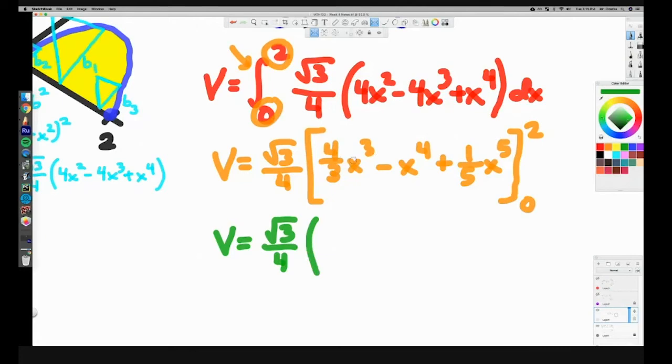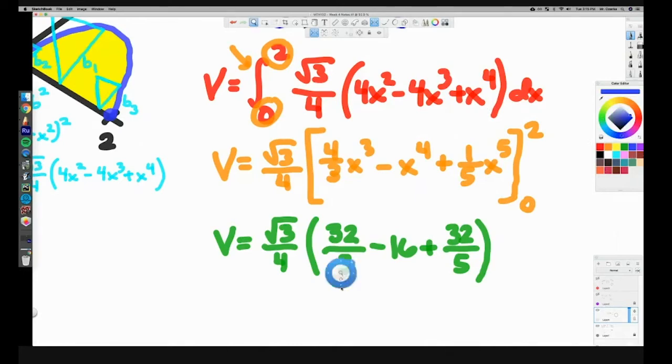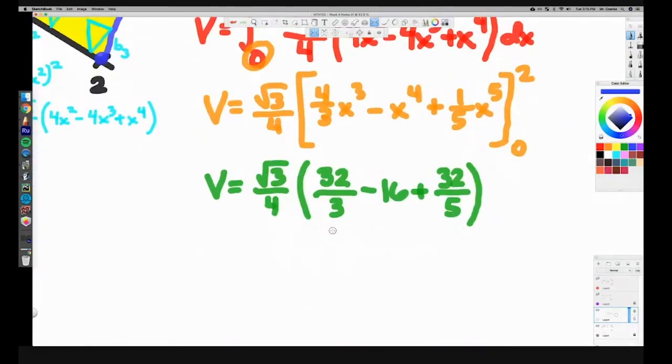So you plug in 2, you end up with 8 times 4 is 32 over 3 minus 16 plus 32 over 5 minus 0. I'm not going to put that in. I'm going to check my work because I just don't want to be wrong on this. Did anyone else get this? Yeah, I'm doing it with you. It's very good.